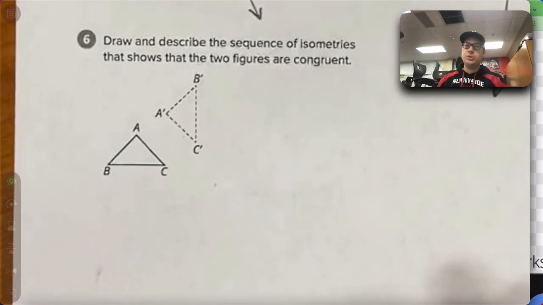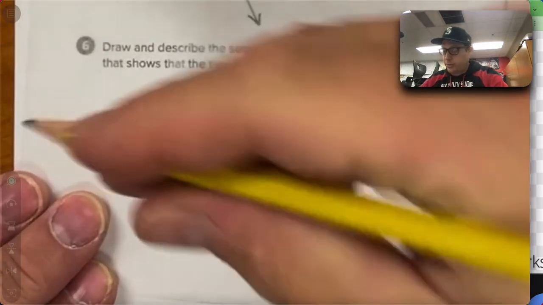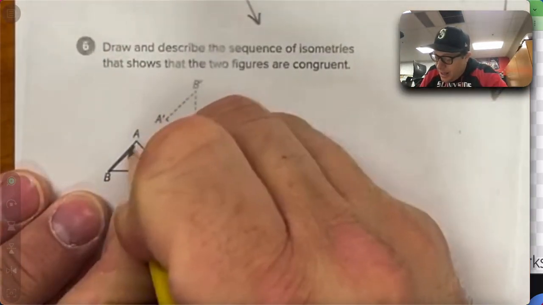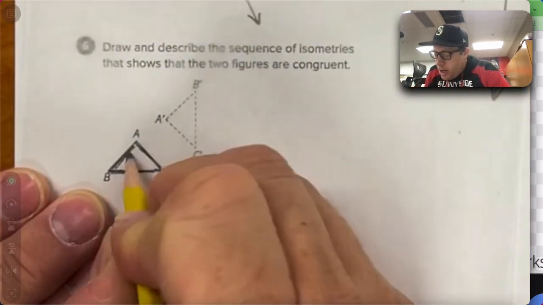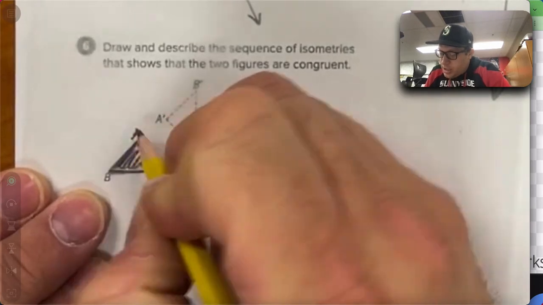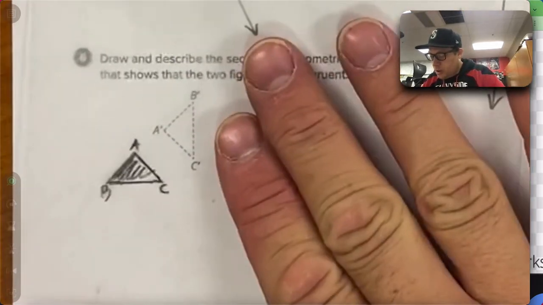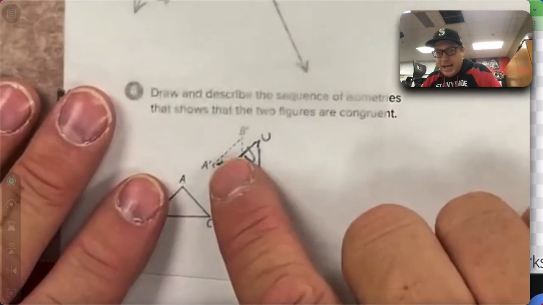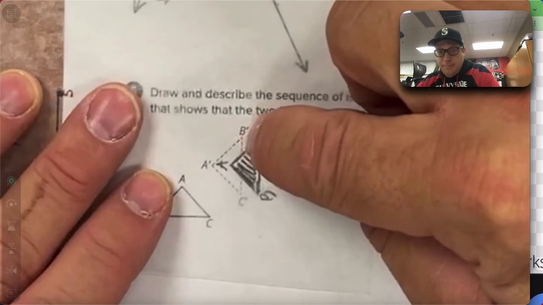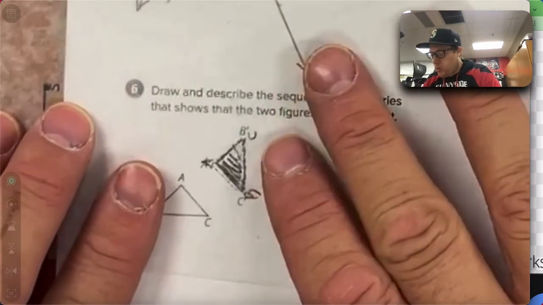Draw and describe the sequence of isometries that shows the two figures are congruent. You kind of got to just guess and check a little bit. So by guessing and checking, I've got the original, the OG triangle, because it's just letters, no primes. If I take this and I slide it, that didn't work. I rotate it. Well, it almost works. I got A and A prime to line up, but this is B prime and this is C. So a rotation doesn't quite work.